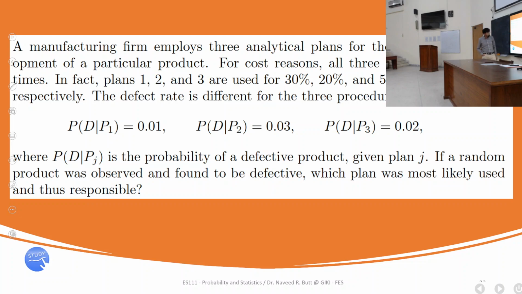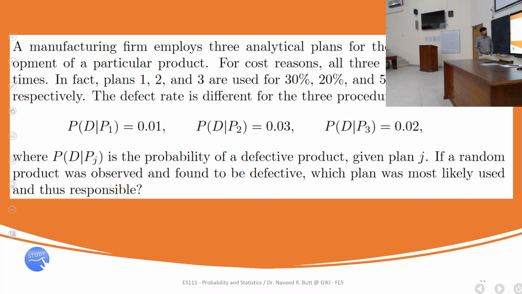Can someone read it? Defective given P1. So if you produce from the first plan, what are the chances of being defective? 0.01. What does it say? It's saying basically that 1% of products made by plan 1 are defective. So the probability of having a defective product given that it was produced by plan 1 is this, and so on. So you have these three probabilities. Basically it's telling you what percentage of the products given by each plan are defective, right? That's all it's telling you.